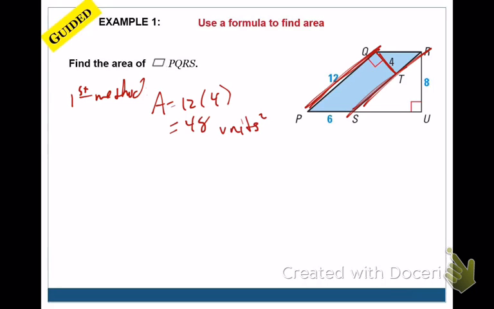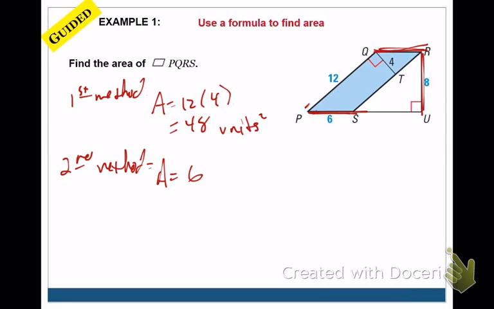Okay? Or, if you want, you can look at this as the base. So a second way of looking at this is to look at 6 as a base. Now, if you look at 6 as a base, then the other base is up here, and the distance between them is represented by this segment, which is 8. So 6 times 8, which is also 48 units squared.